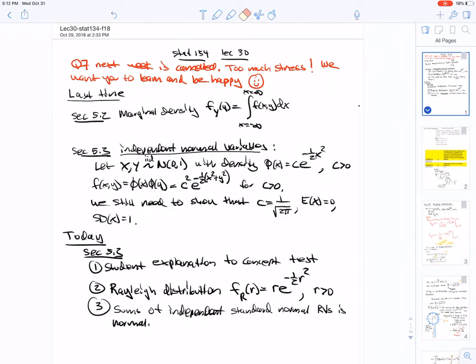Last time, we were covering section 5.2, and we learned how to find marginal density, which essentially is, to find the marginal of y, you are integrating out x.